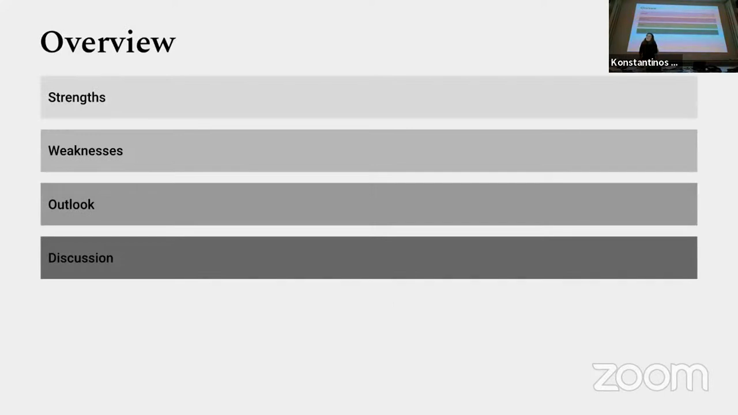The paper discussion, I would like to structure in four parts. I will start with strengths, then weaknesses, then the outlook, and then the discussion. What I need to do.